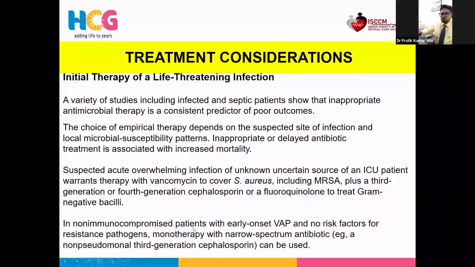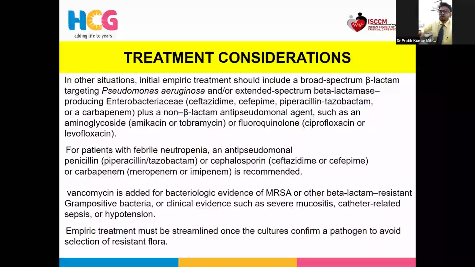In a non-immunocompromised host with early onset VAP and no risk of resistant pathogen, monotherapy with a narrow spectrum non-pseudomonal third generation cephalosporin can be used. In other situations, initial empiric treatment can be a broad spectrum beta-lactam antibiotic targeting Pseudomonas and or extended spectrum beta-lactamase producing Enterobacteriaceae, such as ceftazidime, cefepime, piperacillin-tazobactam, and non-beta-lactam anti-pseudomonal aminoglycosides or fluoroquinolone.